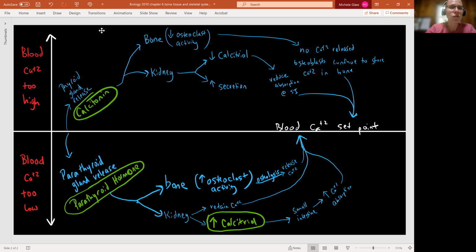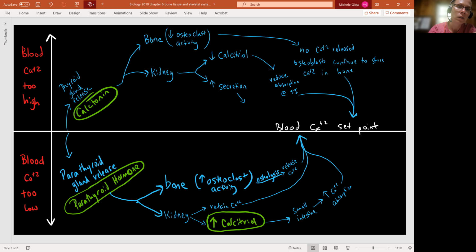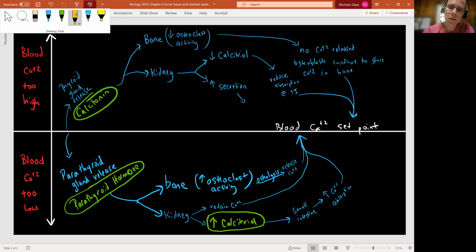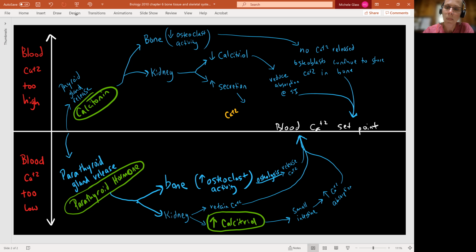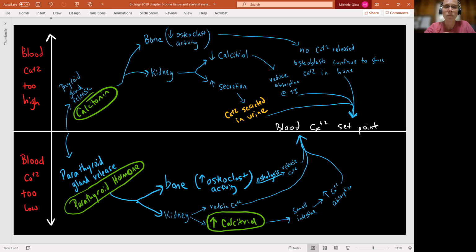When we increase secretion at the kidney, what we're really saying here is that we're going to have calcium secreted in urine. And so that's going to also help to reduce our overall calcium levels.